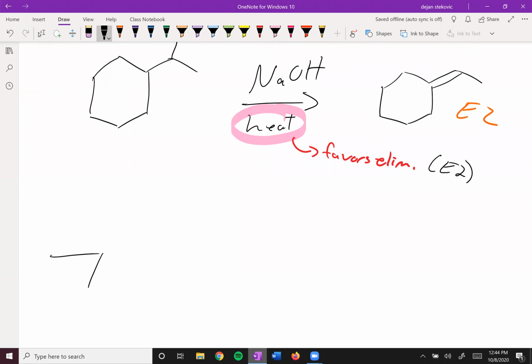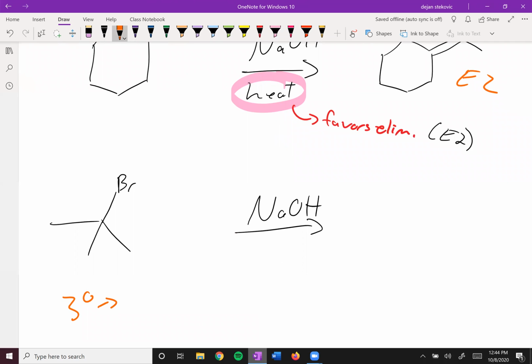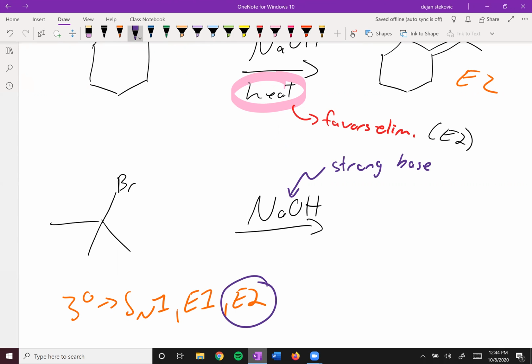One more example. Here we have a tertiary alkyl halide, and so we can say SN1, E1, or E2 can all occur. Then we take a look at our reagent, and we see that we have a strong base. That strong base will then favor the E2 pathway. And so your final product will be here.